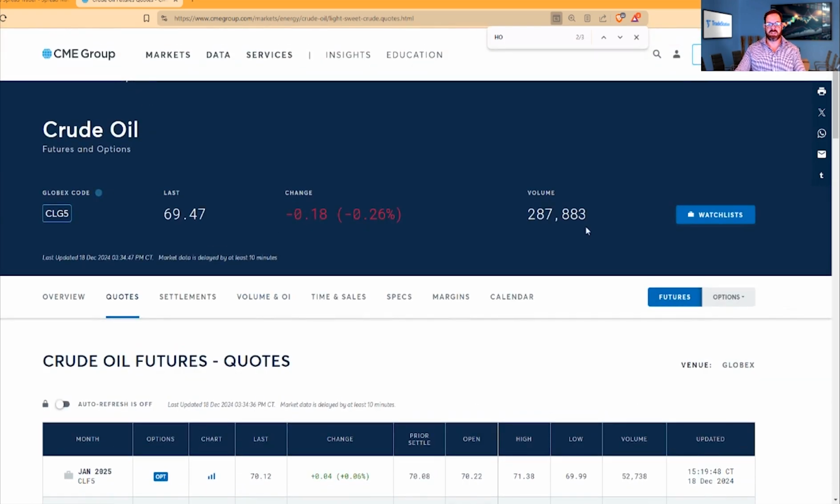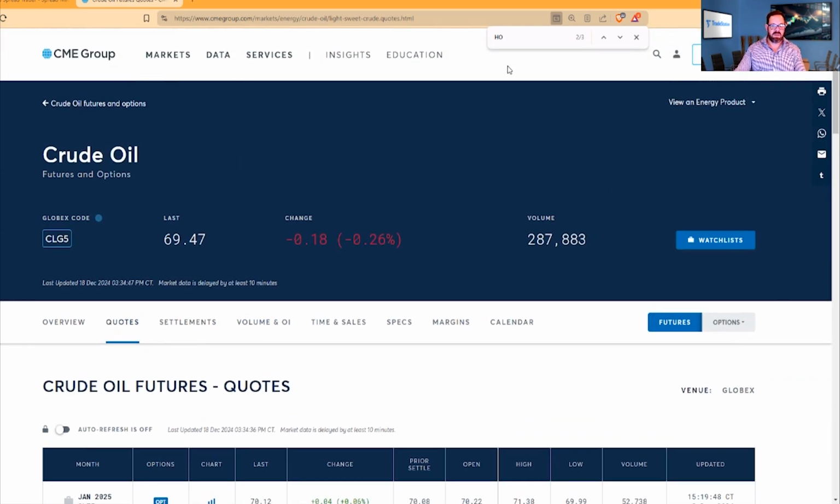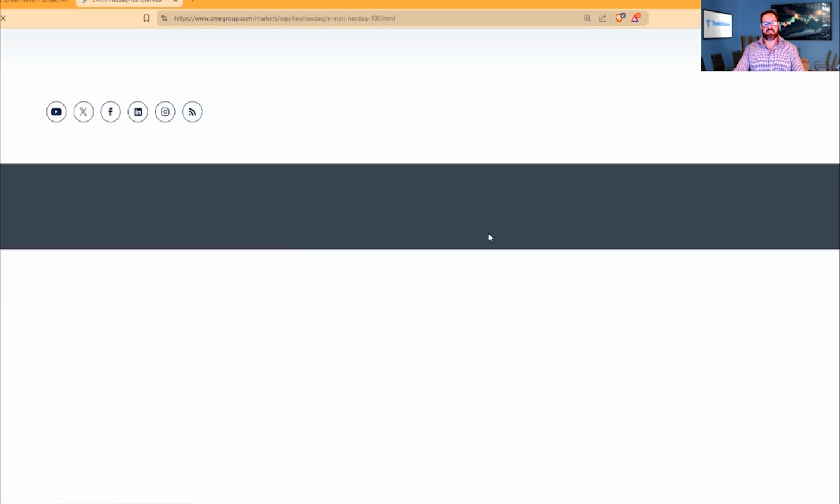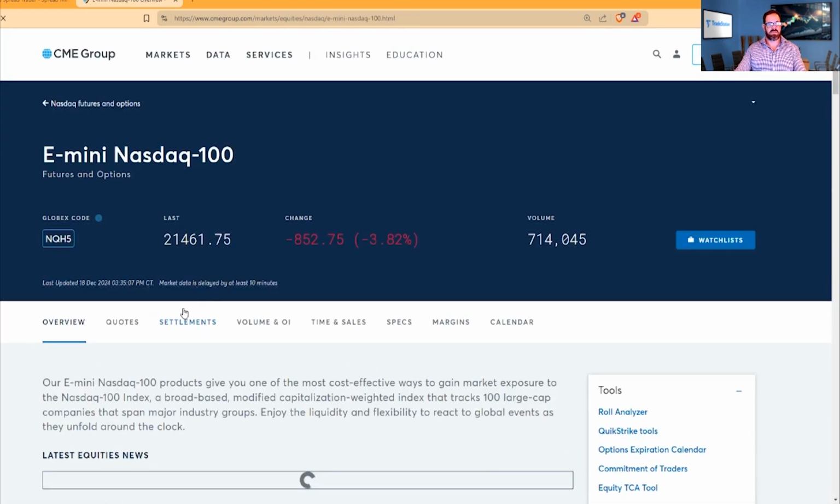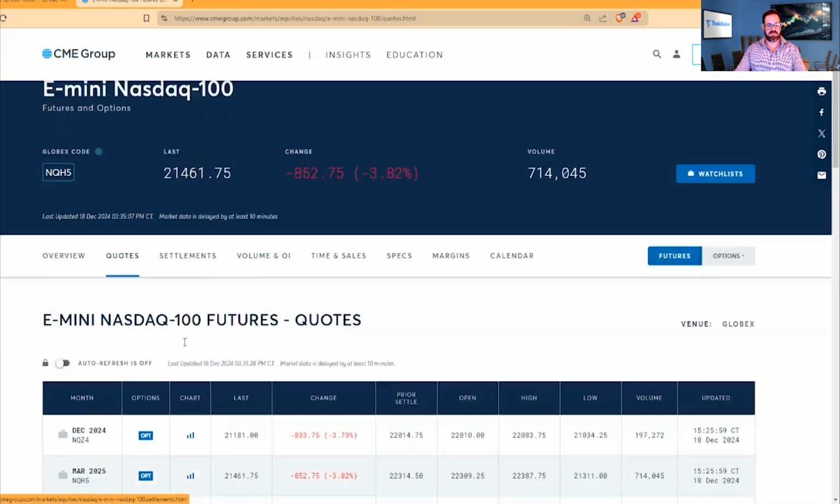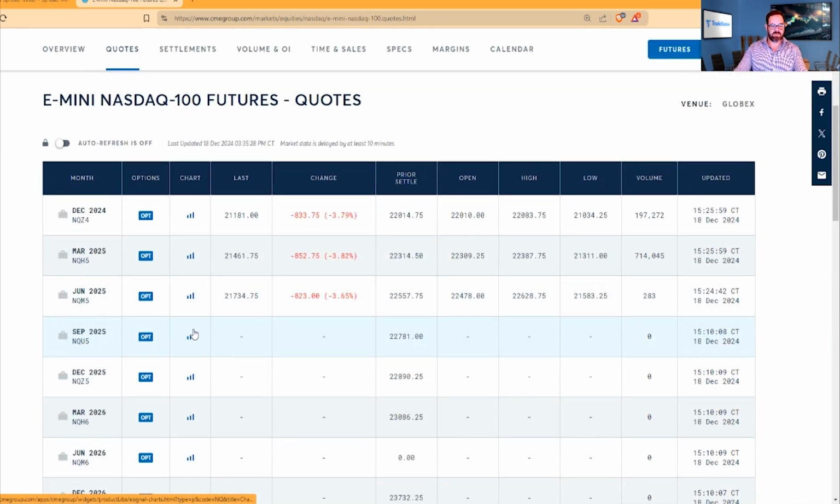Let me see if I go to a different security. Close this out, go to markets, and perhaps NASDAQ. See how that looks under a quote. I'll come back to crude in a moment. Quotes again. And here we are. This is contango. Contango means that the front month is the cheapest.